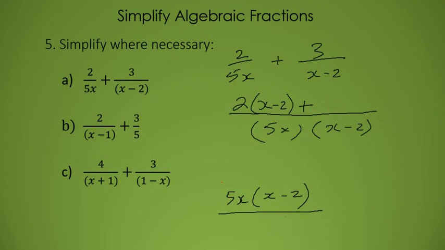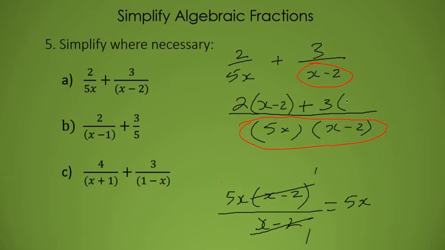Let's do that. So we're going to take the LCM, which is 5x times x minus 2, divided by this x minus 2. And what will happen? Every quantity is a factor of itself. So x minus 2 into itself goes once. And the answer we get, or quotient we get, is 5x, which we multiply by 3. So it's 3 times 5x.